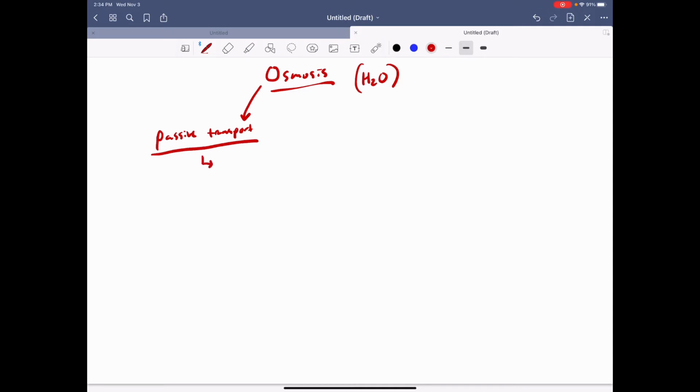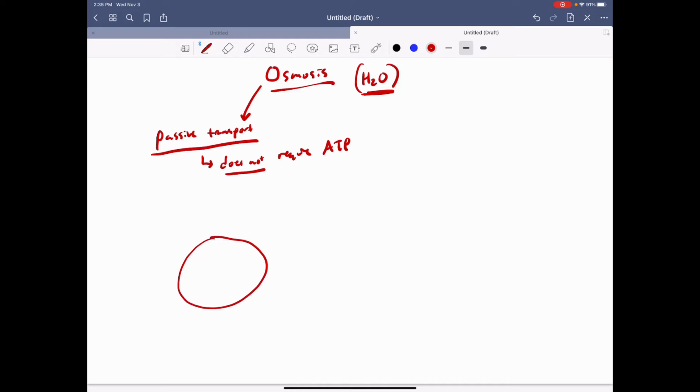That pretty much just means that it does not require ATP in order for the movement of H2O, okay? So, what we're going to talk about with passive transport, we need to understand first gradients and permeability, okay? So what I'm going to do here is I'm just going to draw a circle.